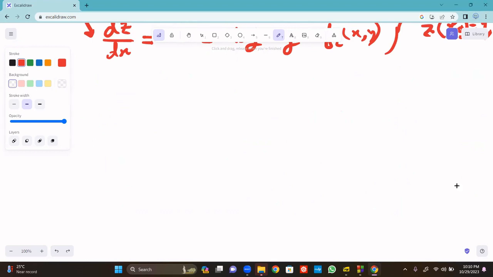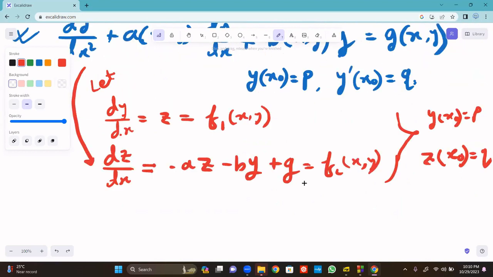How can we find successive values of z? You can see dz by dx here, right? How did you find successive values of y in my Euler method?